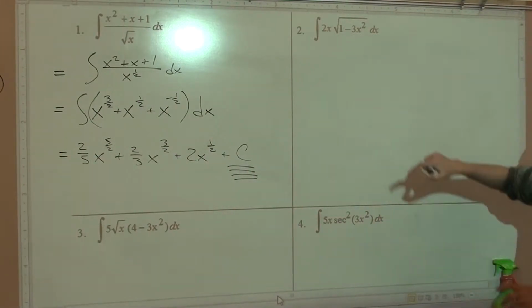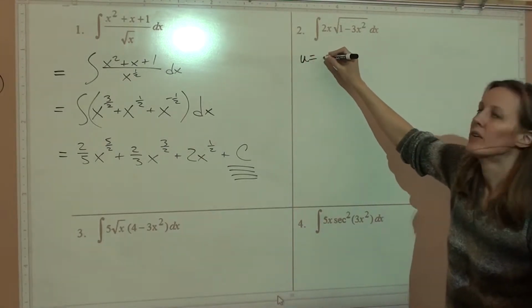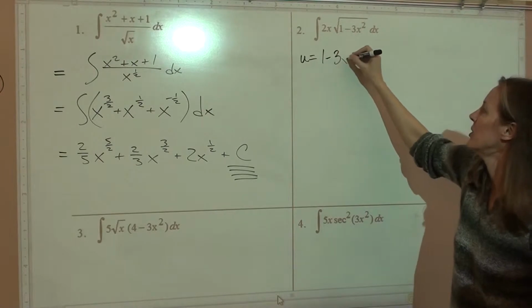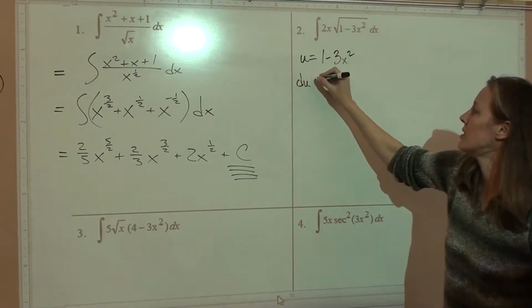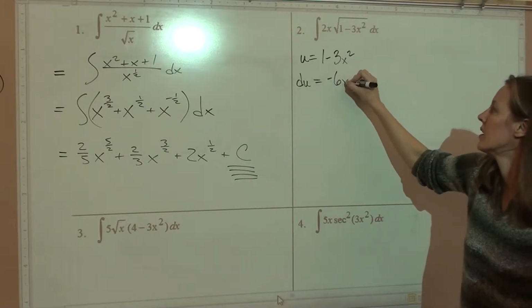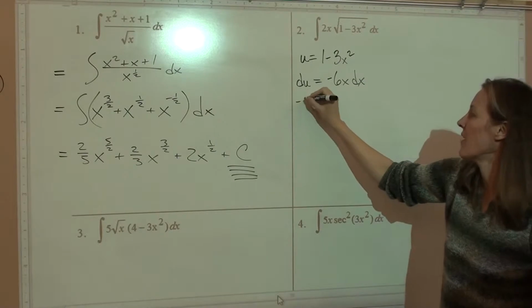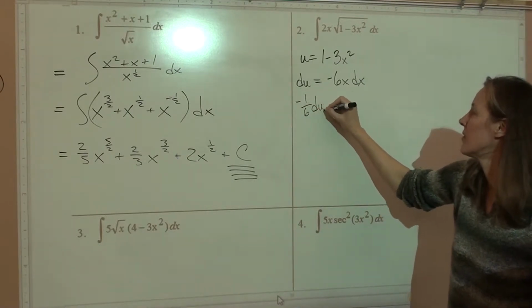All right, so for this one, this is a u sub. What's u? u equals 1 minus 3x squared. Beautiful. du is the derivative of u, so it would be negative 6x dx. We don't have any negative 6's, so I'm going to divide out the negative 6.